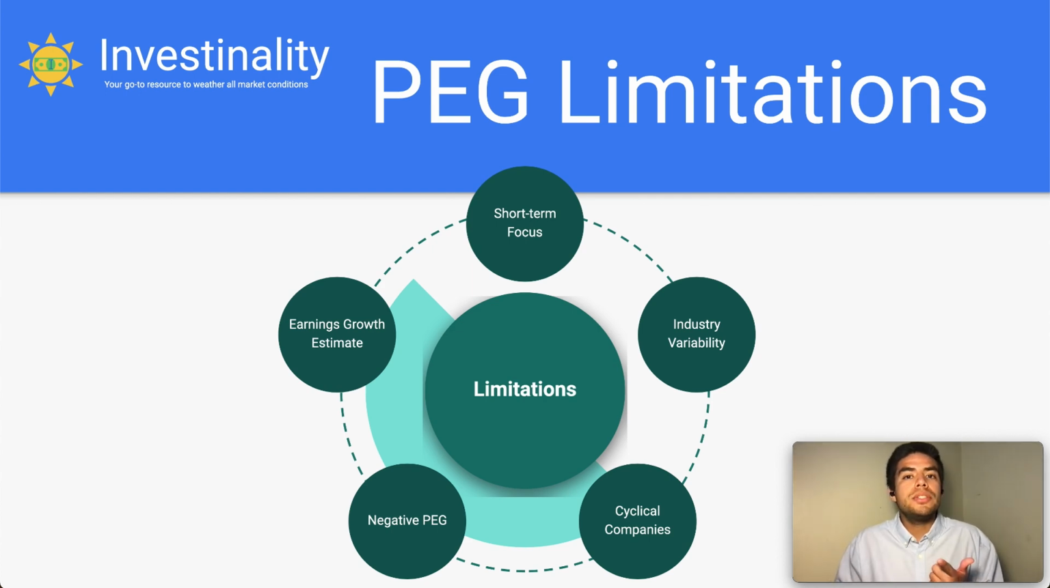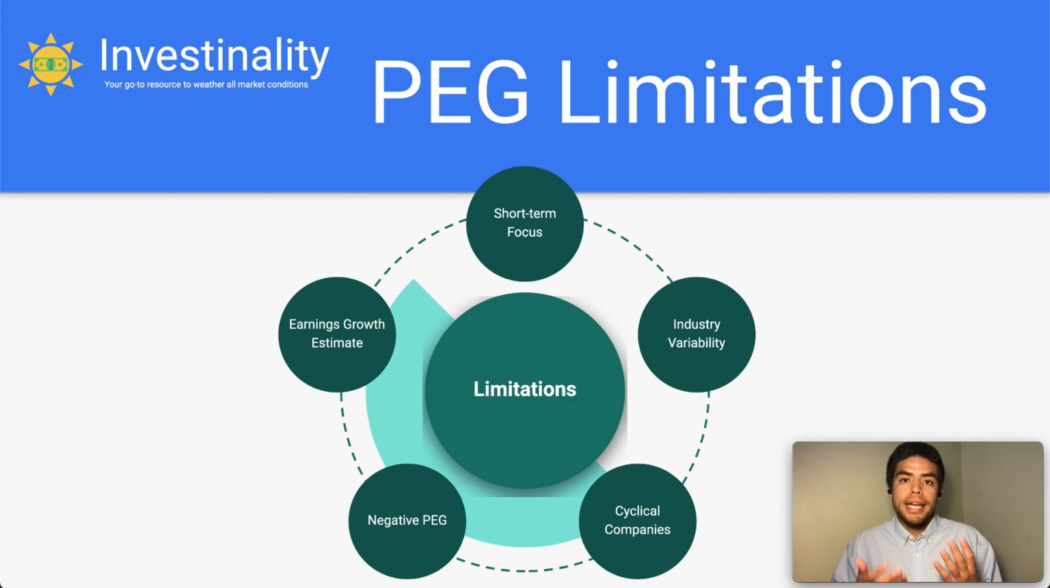Next up, we have the industry variability. Now, every industry has a different average PE ratio. Some have higher on average, some have lower on average. So when comparing companies, we have to make sure to compare apples to apples rather than apples to oranges. On the other hand, there's also the concept of cyclical companies. I went over this in my price to earnings video, so make sure to check that out if you're interested in learning more about that.